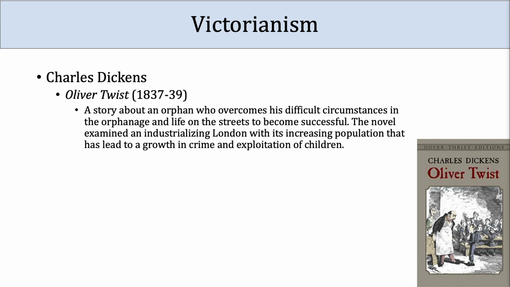The novel is examined in industrializing London with this increasing population that has led to a growth in crime and exploitation of children. So in terms of this transitionary period, we have the Industrial Revolution that's happening. We talked about this and how the Industrial Revolution of the 18th century brought about some major changes in terms of the American Revolution and the French Revolution with the rising bourgeoisie class. These efforts are going to continue on.